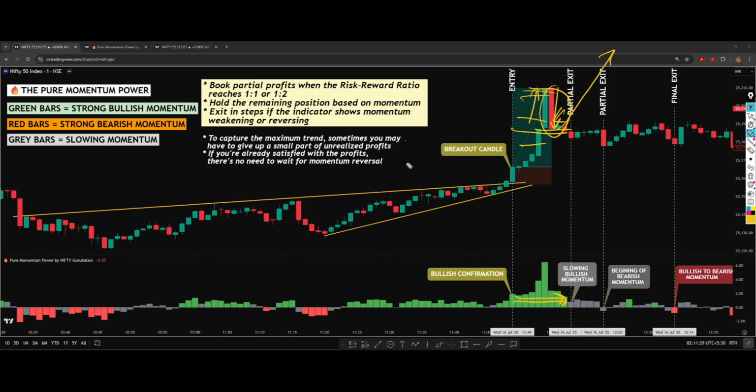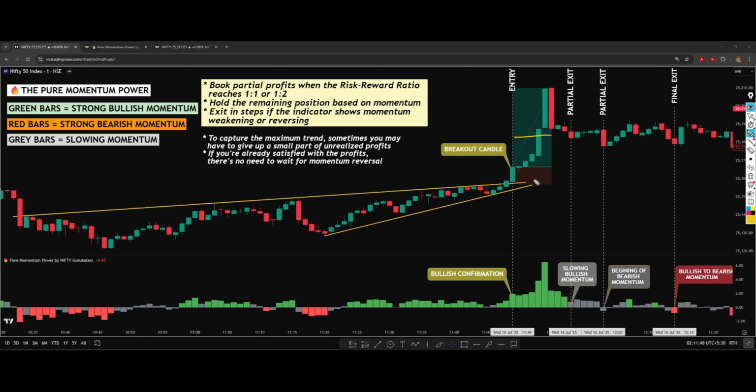So if you are already satisfied with the profits that you have, there is no need to wait for the momentum reversal. You can exit wherever you want. But after the exit, if the price moves in the same direction, don't cry. That is most important. Clear?